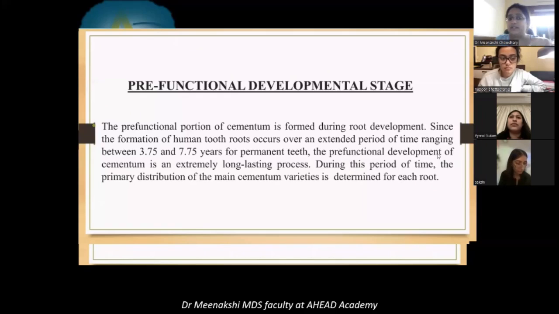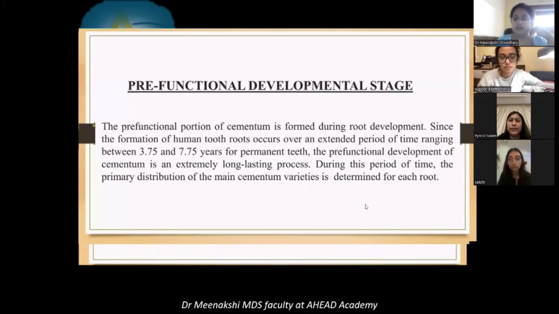So, the pre-functional developmental stage, I'll repeat for you. It is the cementum forming stage, especially when the root development was taking place. During the time the human tooth roots were developing, it is an extended period in the development of the tooth, the pre-functional cemental developmental stage, ranging in permanent teeth from 3 to 7 years of life. It is a long lasting process. Variations will take place that determine the future periodontal apparatus as well.